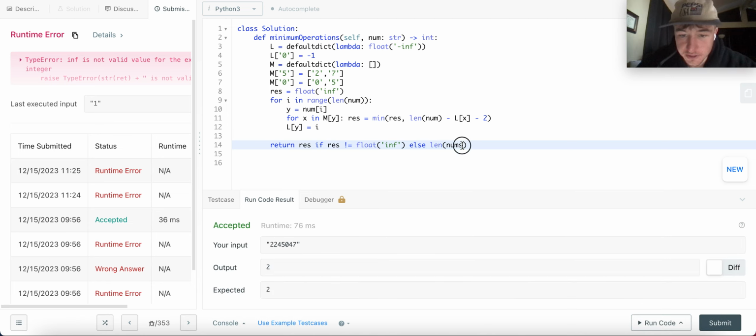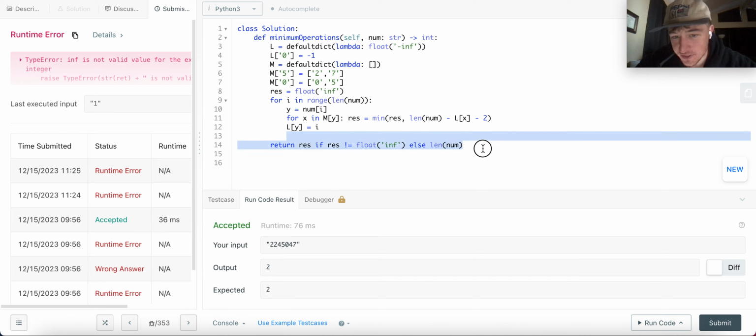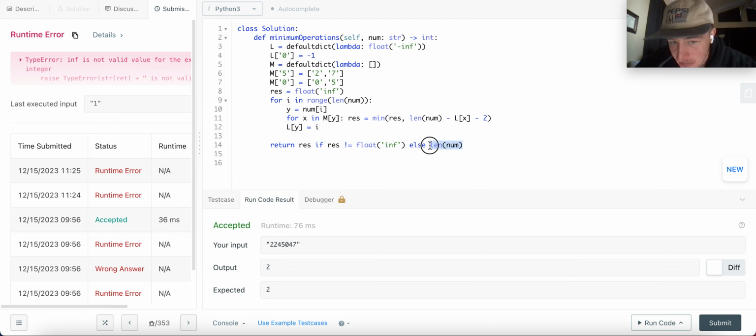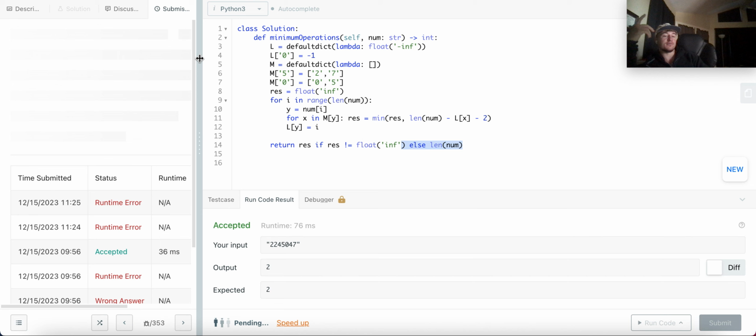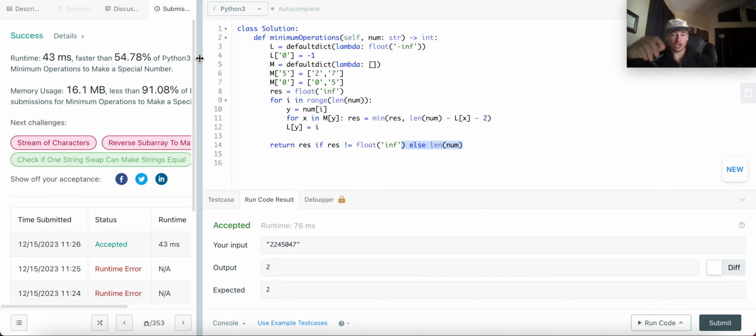Length of num. Oh, dude. See, that didn't happen. So that's a fun thing about Python, right? It didn't error out because it never reached this statement here. It didn't read the whole thing. It just interpreted it as it went. So you could have errors in your code that, if untested, will end up in production. Something interesting to think about.